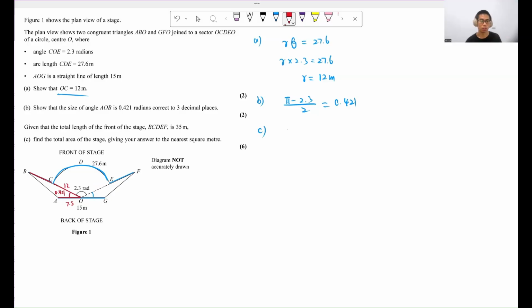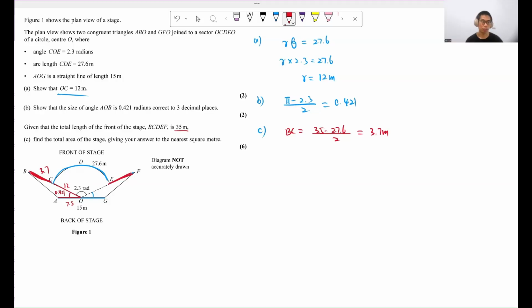So we need to work out what BC is to work out the area. Because the total length of the front of the stage is 35 meters, BC should be equal to 35 minus 27.6, divided by 2. Again, those two triangles are congruent, so EF is equal to BC. So we minus 27.6 and halve it to work out what BC is. Put that in the calculator, 35 minus 27.6 divided by 2, that would be 3.7 meters.